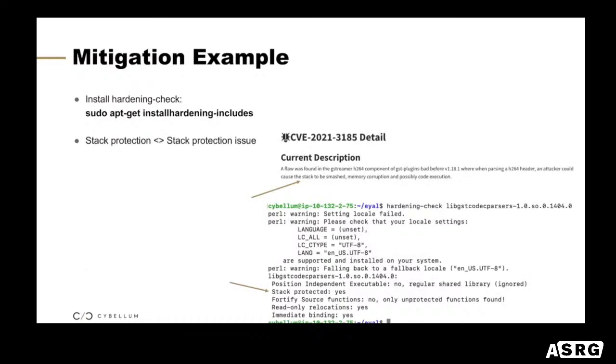There's a utility called hardening-check. You can install that. It reads the ELF file and shows you easily in plain English whether you have any of these protections. Here it shows some executable object that I picked up, and you can see that it has stack protection. That means if I found any vulnerabilities in libgst code parsers, I can consider that as mitigated and irrelevant.